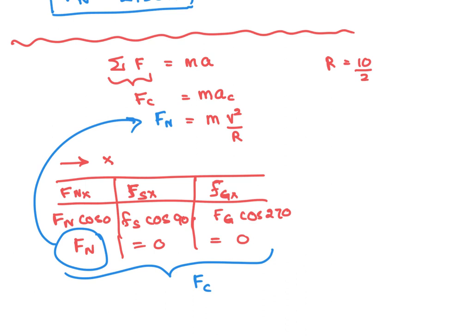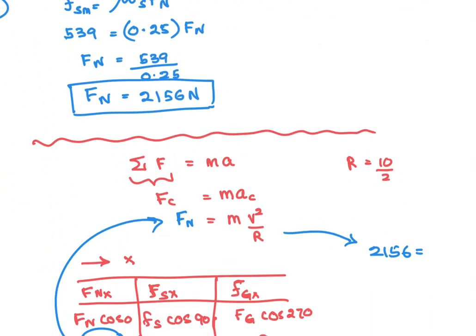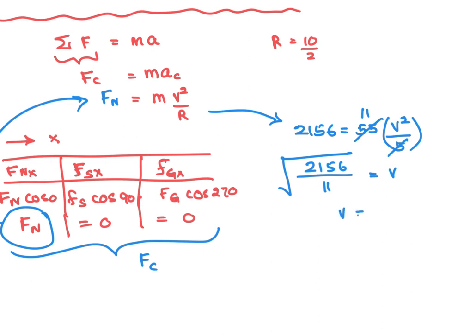Now Fn we already found earlier to be 2156. So you can solve the equation: 2156 equals the mass of the rider, 55 kilograms, times v squared, which we don't know, divided by the radius, which is 5. We can do the math here: 5 and 55 cancel out to 11, then divide both sides by 11, simple algebra. Then take the square root, and there we end up getting v equals 14 meters per second.